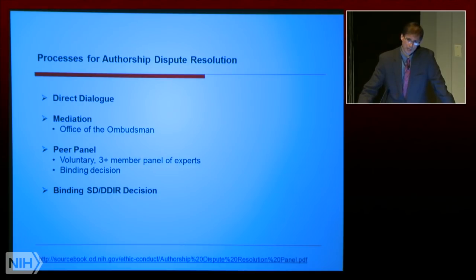Members that have expertise in the area under consideration will make a binding decision. They might decide against you or they might decide for you, but then that's it. Or you can go directly to the scientific director if all the authors are within one institute, or to the deputy director of the intramural research program if they are in different institutes, for a binding decision there.